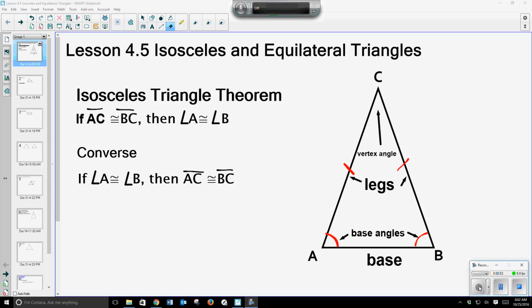So you've got a vertex angle, you have your base angles. The two sides that are congruent are the legs, and the other side, the third side, is the base. It's not always sitting on its base. It could be upside down, and even if it is, it's still considered the base.